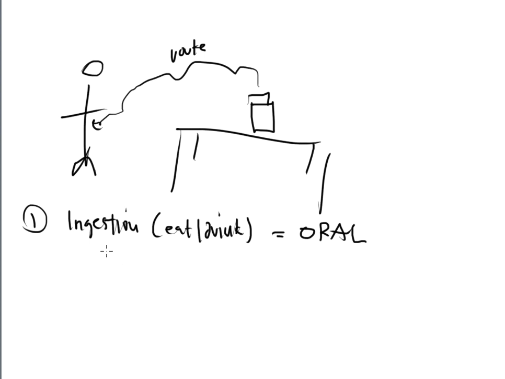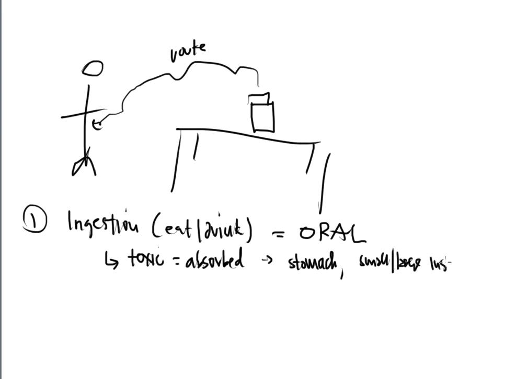To be toxic with ingestion, it has to be absorbed. And it has to be absorbed by one of these pieces of your body. So the one that we place the most focus on is, of course, going to be the stomach and the small and large intestine.